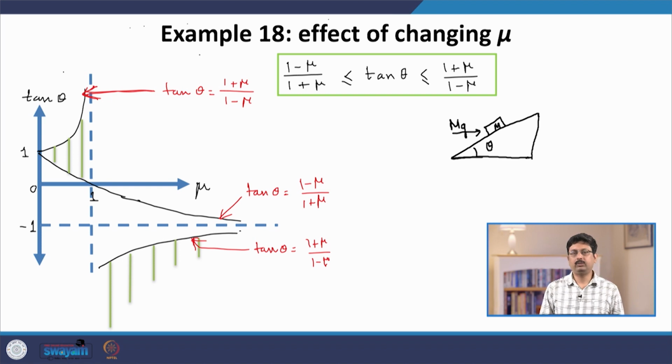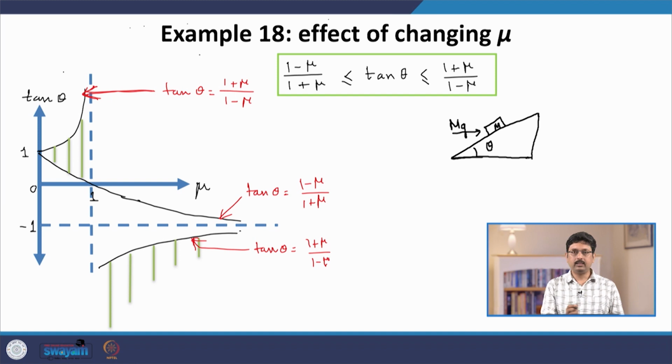Only for theta equal to 45 degrees will the block be at rest, because for any other value of theta the forces will not balance in the absence of friction, and hence the block will start to move up or down. That is the first thing, and I am sure that you may not have thought about that without looking at this. It is not very clear when you are not looking at this kind of picture.